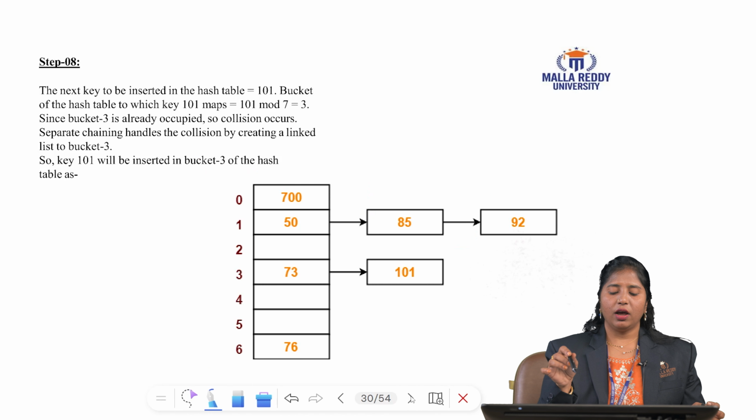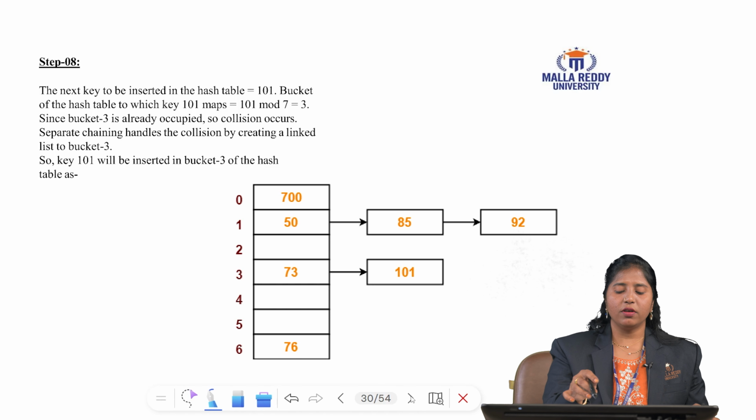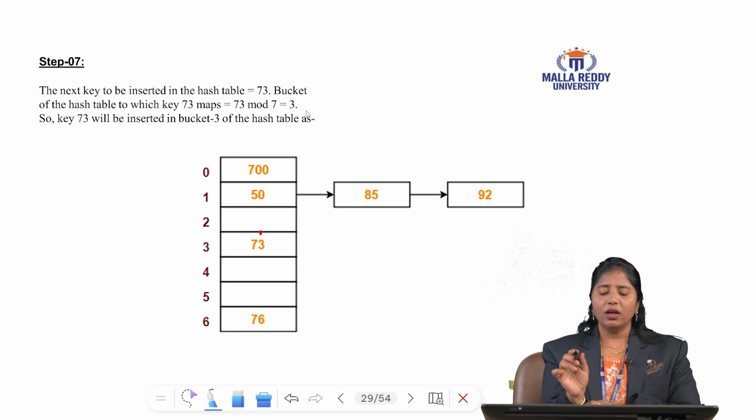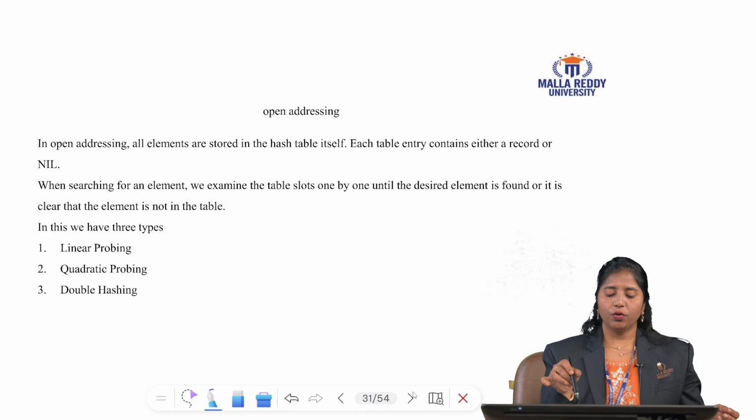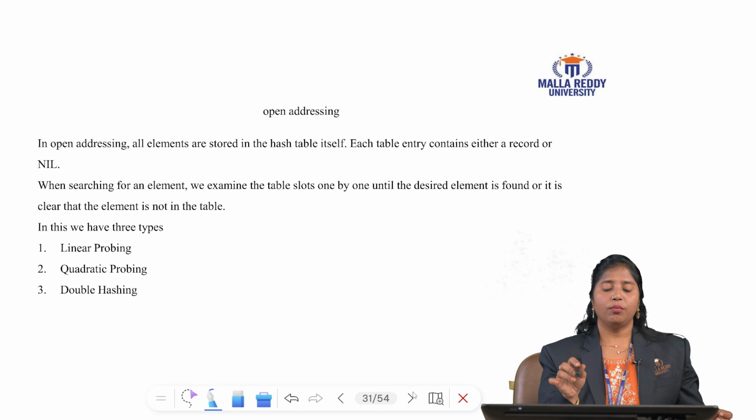Next, the last element we have is 76. Next element we have 101. So 101 mod 7 means third place. The third place is already filled, so that's why a link is formed here, and 101 is placed here. So that is about separate chaining.